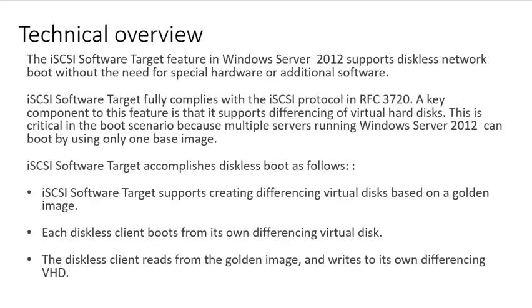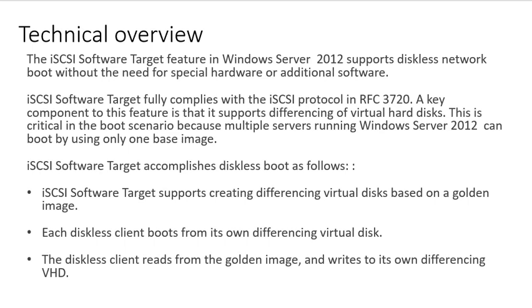Technical overview for iSCSI. The iSCSI software target feature in Windows Server 2012 supports diskless network boot without the need for special hardware or additional software. iSCSI software target fully complies with the iSCSI protocol in RFC 3720. A key component to this feature is that it supports differencing virtual hard disks. This is critical in the boot scenario because multiple servers running Windows Server 2012 can boot using only one base image.